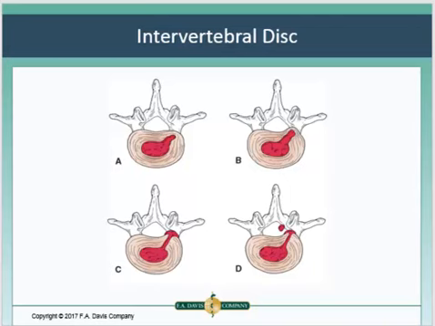Where in C there is disc material that is starting to move through the disc, but it still is in contact with the disc. So this is an extrusion. Where in D there's sequestration. So the nuclear material has moved beyond the annulus, and it is actually a separate piece of material.